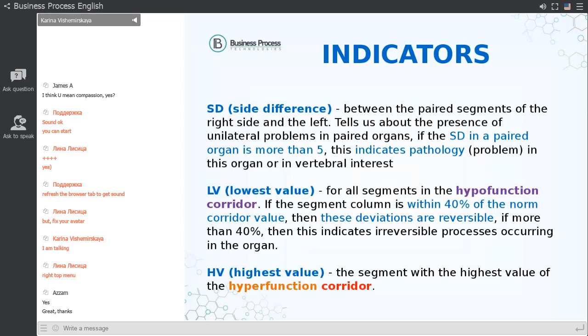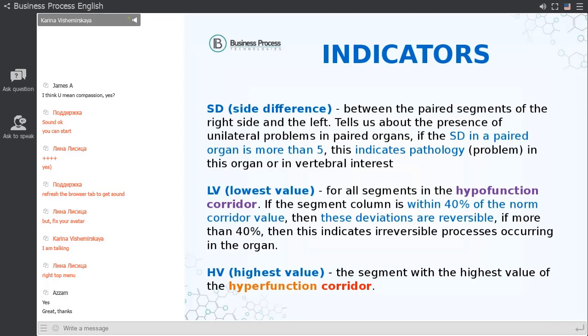This is a difference between the left and the right side of a segment. It tells us about the presence of unilateral problems in paired organs. Unilateral means in one of the parts. If the SD, side difference, in a paired organ is more than 5, this indicates a pathology problem in this organ or in vertebral interest. What is a vertebral interest?